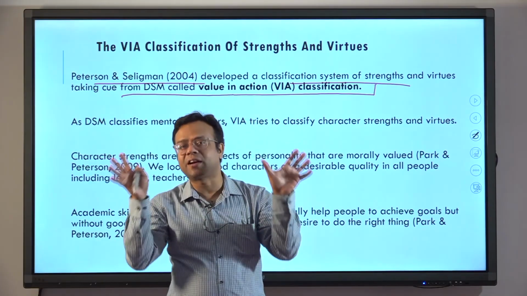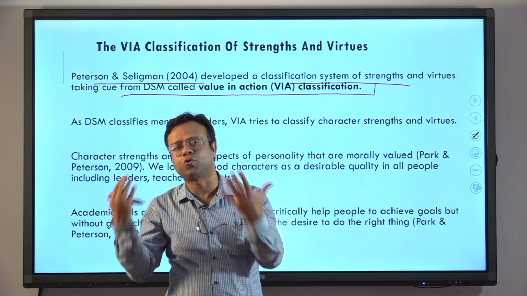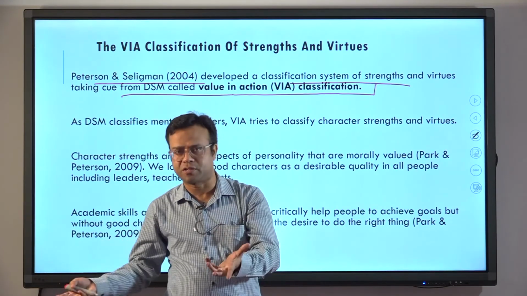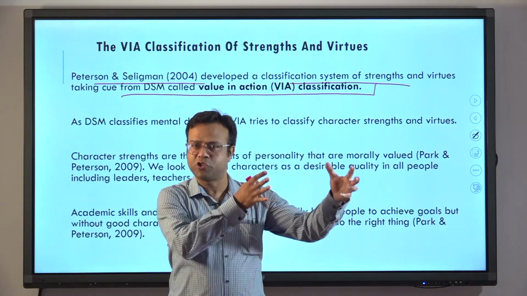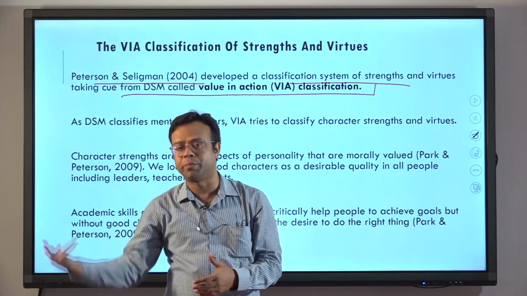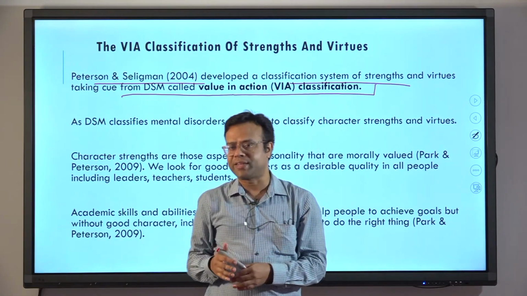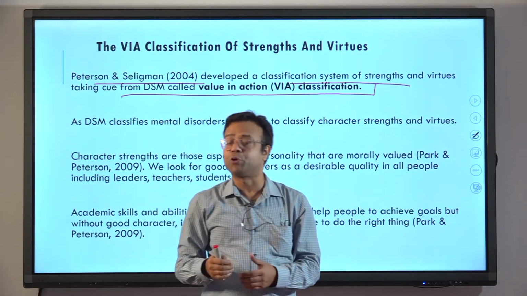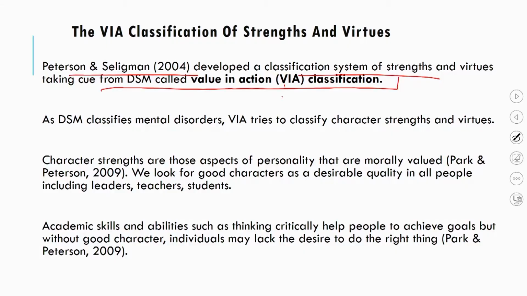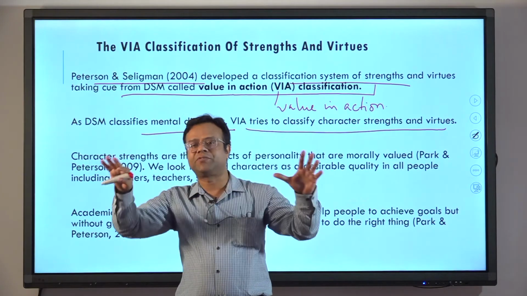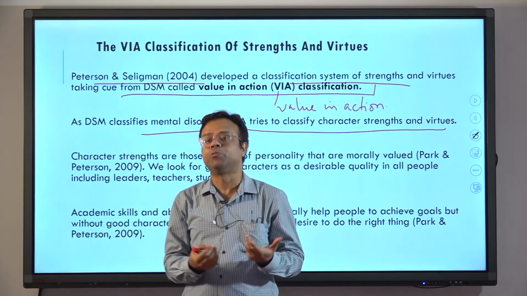If you can divide and classify disorders, why can't we also classify all human strengths? If you can classify weaknesses and disorders, why not also classify the strengths that human beings can have? So out of this whole exercise, this whole VIA classification system came into existence, which basically means Values in Action classification. So the DSM classifies mental disorders, VIA classifies character strengths and virtues. So they took the idea from there. In VIA they did an elaborate classification of the different strengths of character that human beings can display.